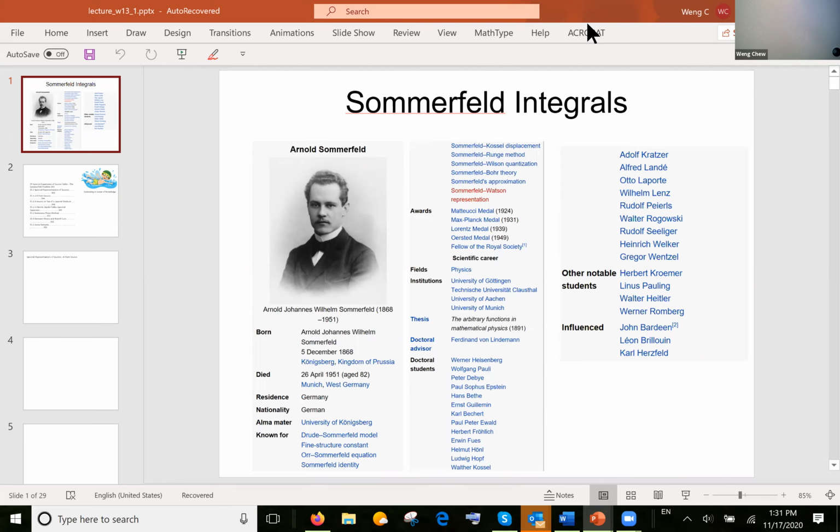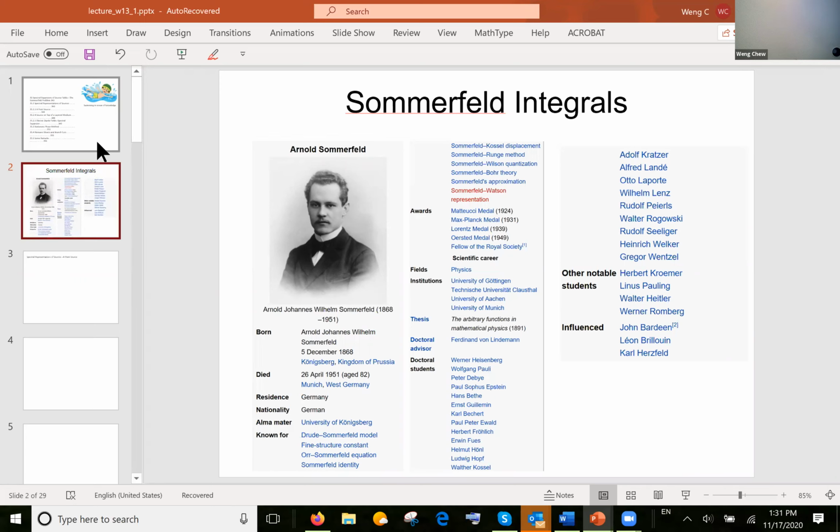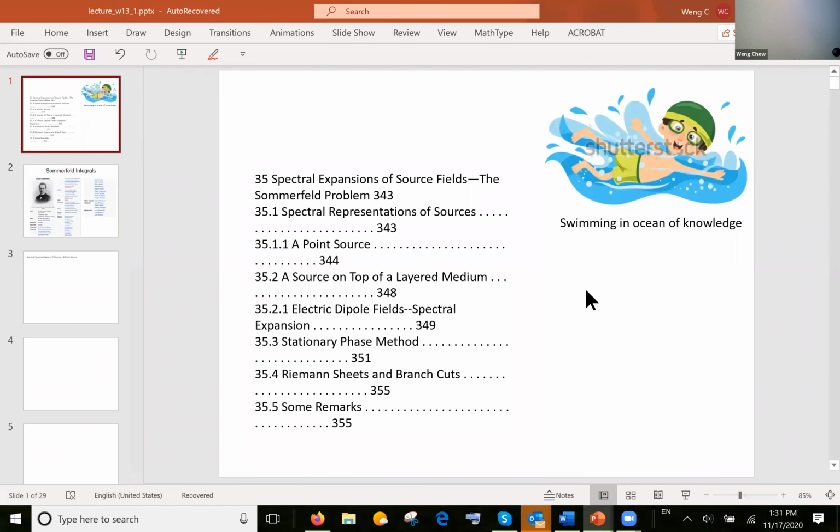Today I'd like to talk about the solution of a point source on top of the, I guess maybe I should start with this slide. Okay, the spectral expansion of a source field, which is a point source on top of a layered medium. So we will have to first deal with the spectral expansion of a point source.